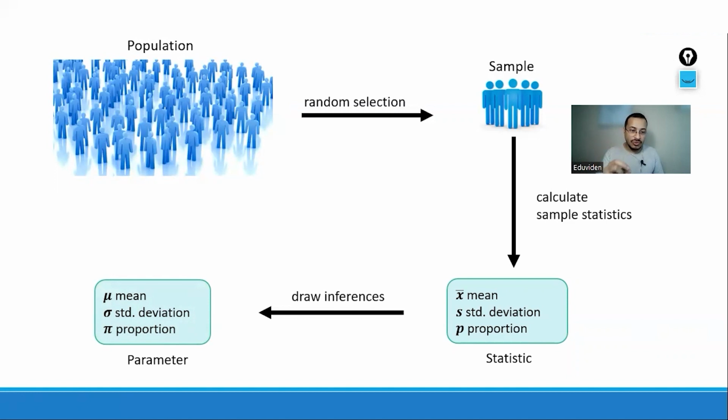So those mean, median, proportion, or whatever it is, those entities which we calculate are called statistics in the case of a sample, and the same entities are also called parameters in the case of a population. So population mean is given by mu, and sample mean is given by x bar. So x bar is called a statistic, mu is called a parameter.